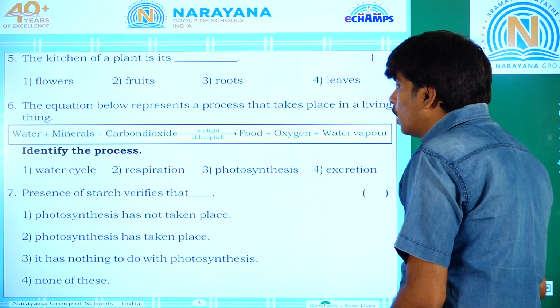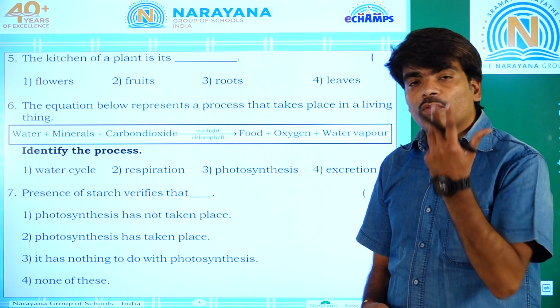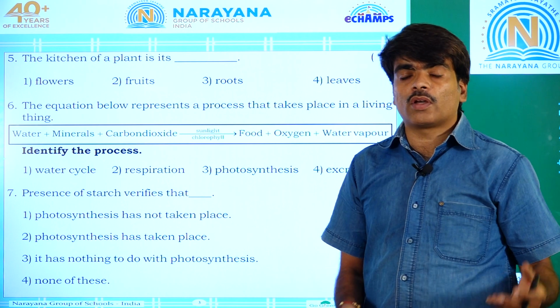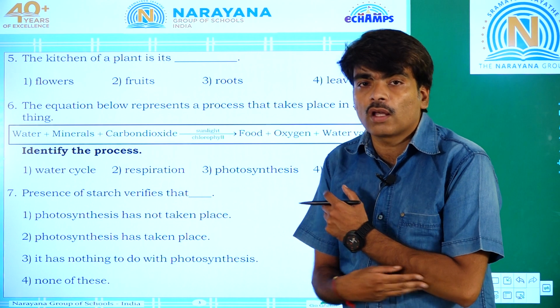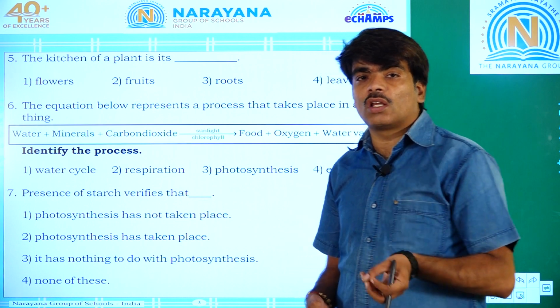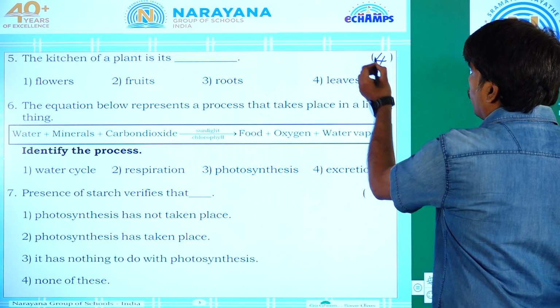Now moving on, fifth question. The kitchen of the plant is in which part, where the food is prepared? At our homes we prepare the food in the kitchen. Similarly, the plant prepares the food in one of its parts, which is also called its kitchen. That part is nothing but leaves. So our option is 4.